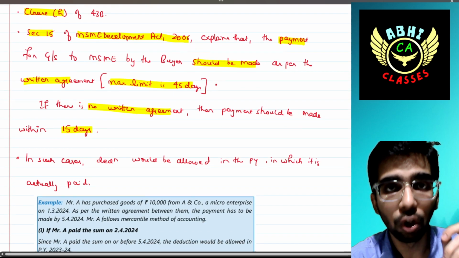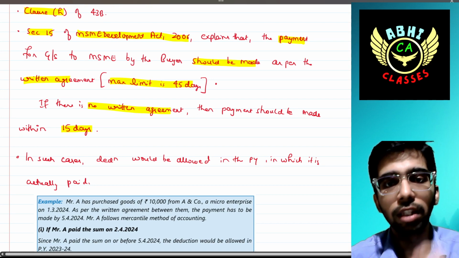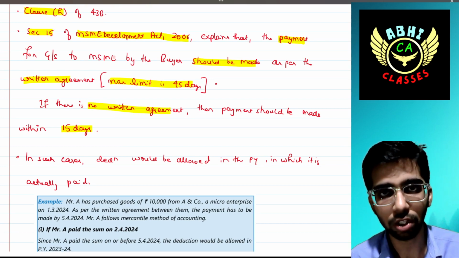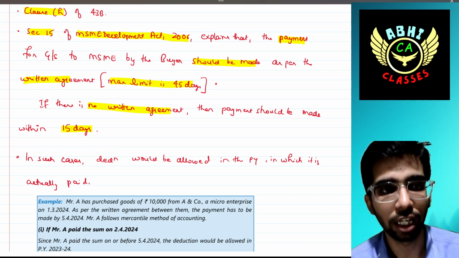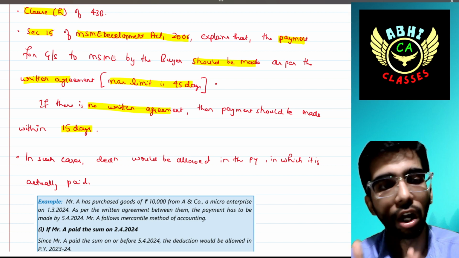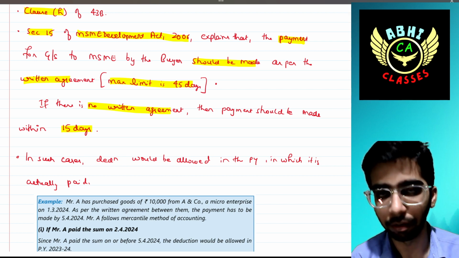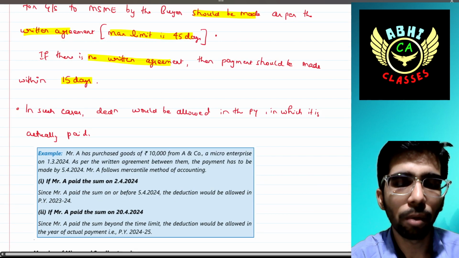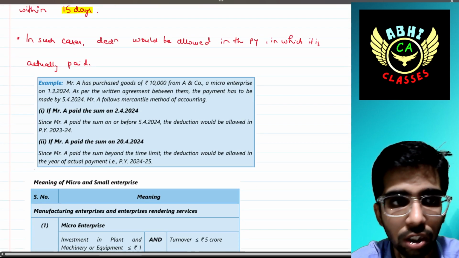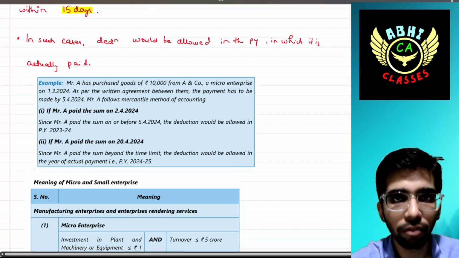If there is no written agreement, then payment should be made by me to that MSME organization on or before 15 days. In such a case, the deduction would be allowed in the previous year in which it is actually paid. Not so important, but I doubt a question might be asked on this. We will take one example.